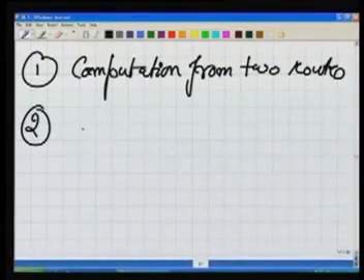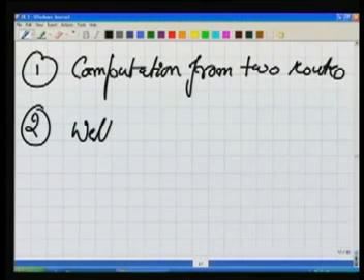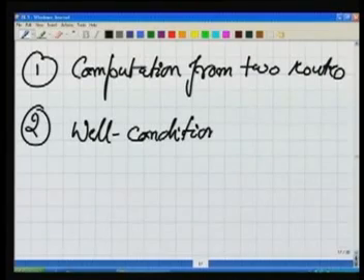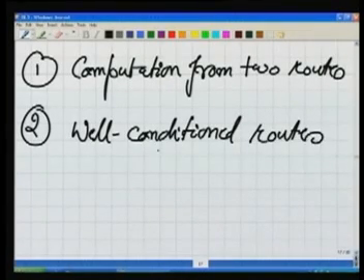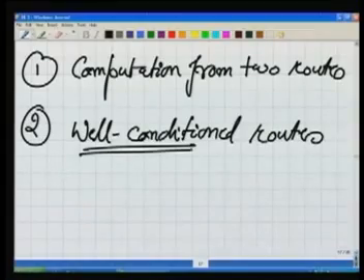Number 2, possibly we should have well conditioned routes. Now, what are the well conditioned routes? What is the meaning of this? We will look into it in more detail in a moment, but let me explain it graphically.